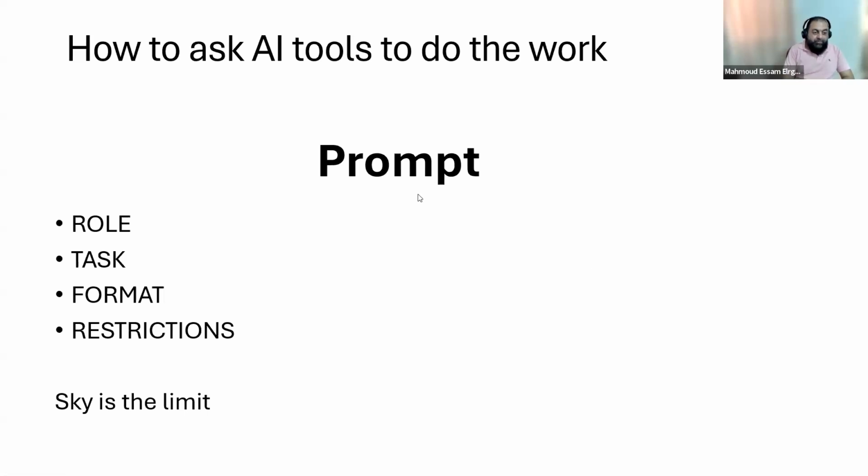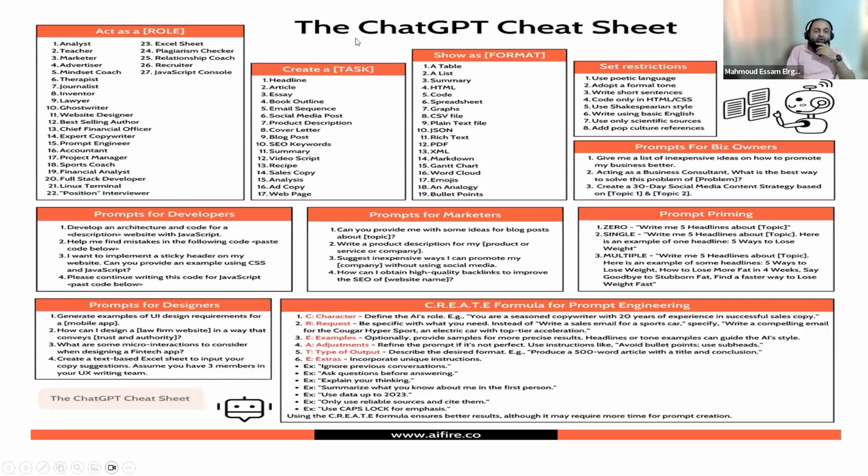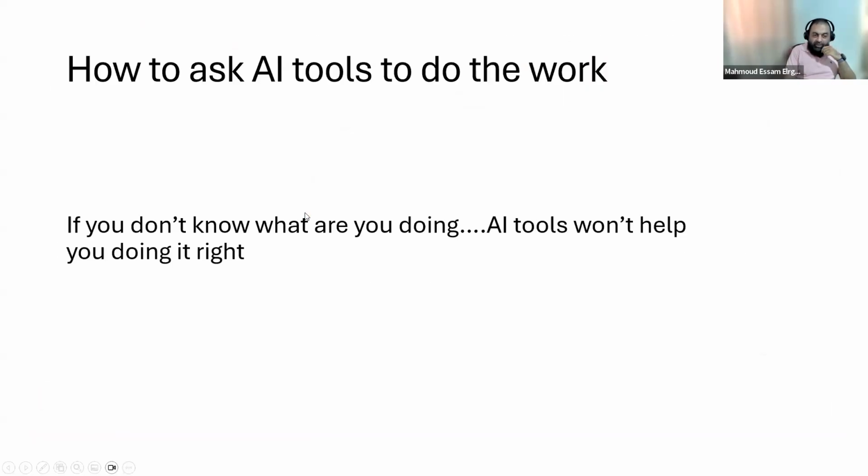So yeah, we will go through all the examples now. You can check this on the internet. Just type ChatGPT cheat sheet, and you will find different roles, different tasks, different formats, different restrictions, which can help you. With this, I will finish the theoretical part, and we will complete the rest, maybe half an hour to an hour and a half, with the practical part. How to ask AI tools to do the work is really important. This is one of the key points.